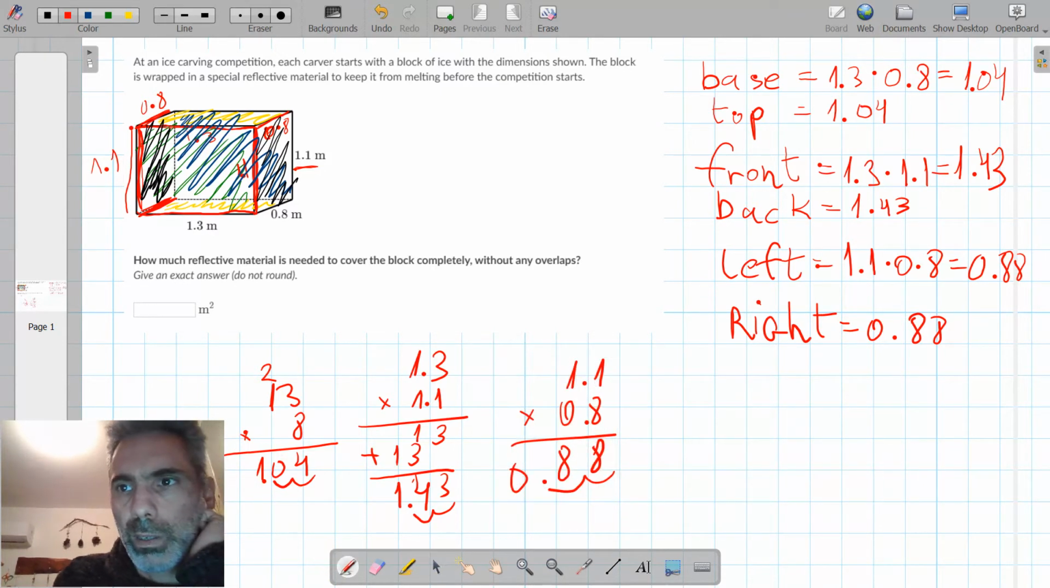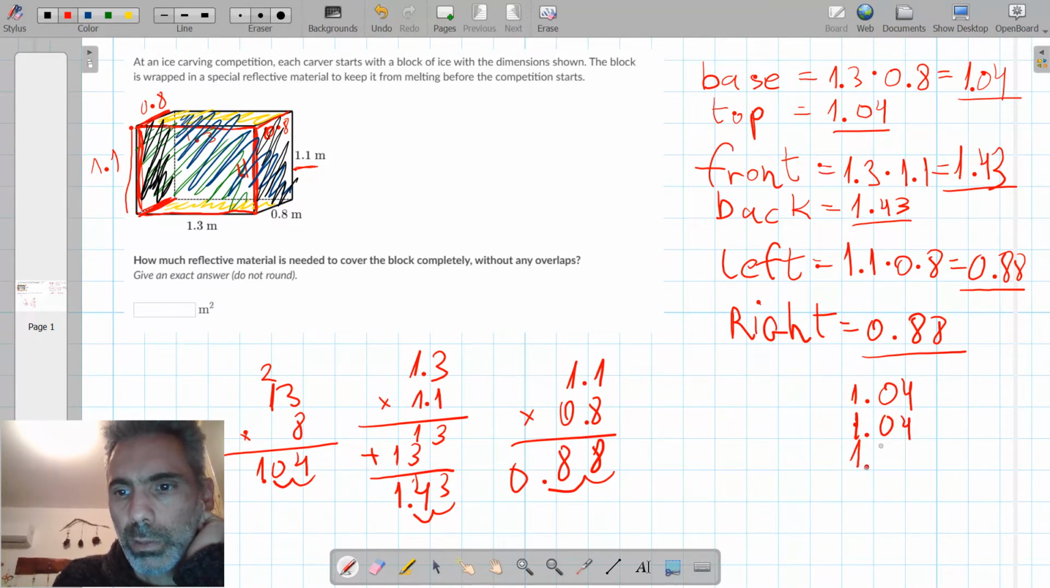So if I add them all up, 1, 2, 3, 4, 5, 6 faces, so 1.04 plus 1.04 plus 1.43 plus 1.43 plus 0.88 plus 0.88.